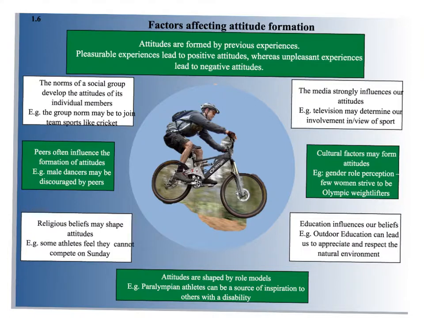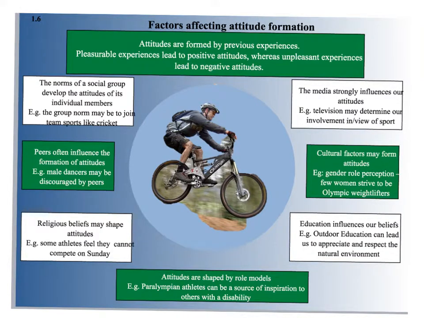So this slide looks at the factors affecting attitude formation and whereabouts we get our attitudes from, and it highlights these key areas. Attitudes are formed by previous experiences. Pleasurable experiences lead to a positive attitude, whereas unpleasant experiences lead to negative attitudes. I'm not sure there's anything there you would disagree with. That's fairly straightforward. Then the following seven are just some examples of how we can change or form our attitude towards something.